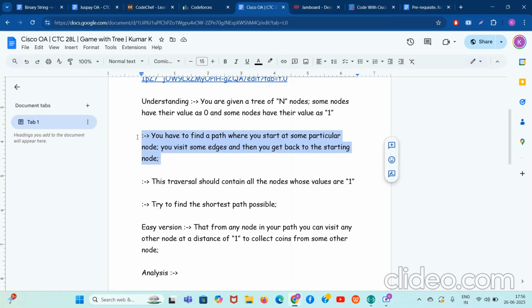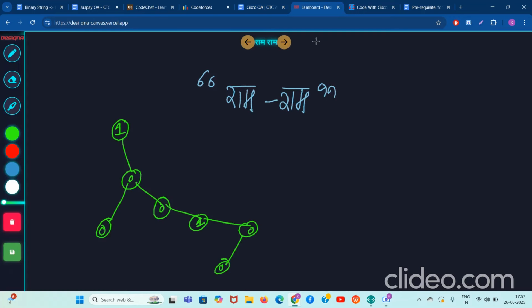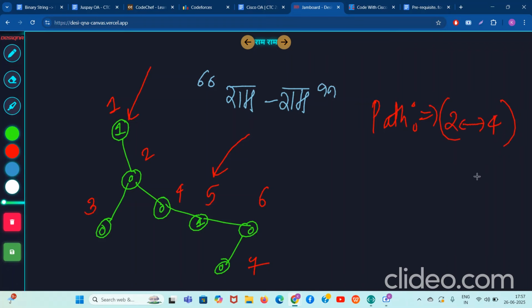Even if you cancel the previous statement, let's cancel it for some time. They are just trying to ask you for the shortest path. So now you only use your brain and tell me which path you will go through. This is node 1, 2, 3, 4, 5, 6, 7. Which path will you select to make sure all the nodes with value 1 get traveled? This node has value 1, this node has value 1. The answer is, I will travel from node 2 to node 4, and this will solve the question.